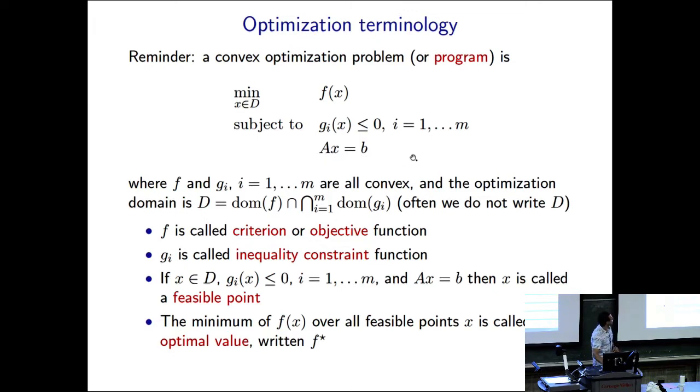So a bunch of terminology again. f is the criterion or the objective function. These g's are called inequality constraint functions. If we have a point that's in the domain common to all the functions, and it satisfies all the constraints, meaning it satisfies these inequality constraints and these equality constraints, then we call it feasible. And the minimum value of f over all feasible points we call the optimal value and write it as f star. That's typically the optimal value of this problem.